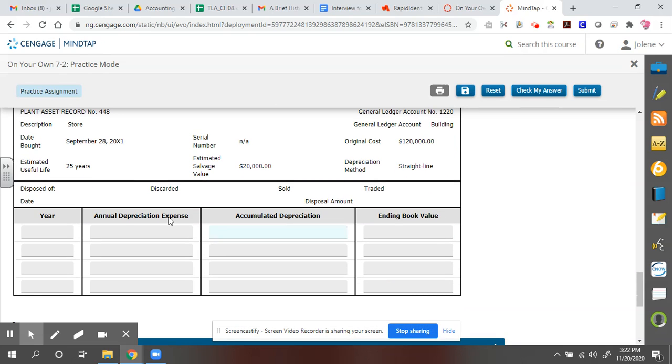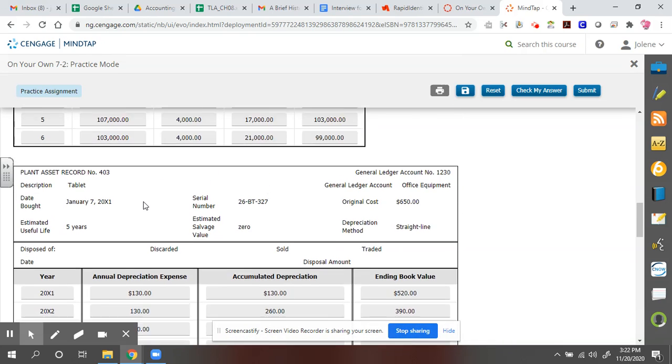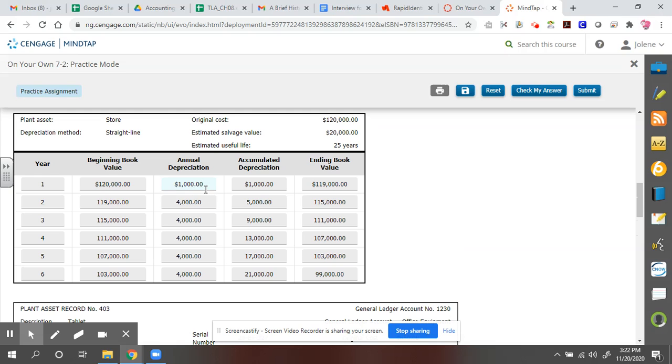The next one shows you the store. And we have our years again. Okay, so with the store, I think it was $1,000. Yeah, it was $1,000 for the first year, and then 4,000 for the other years. 1,000 for the first year, the other years were 4,000.